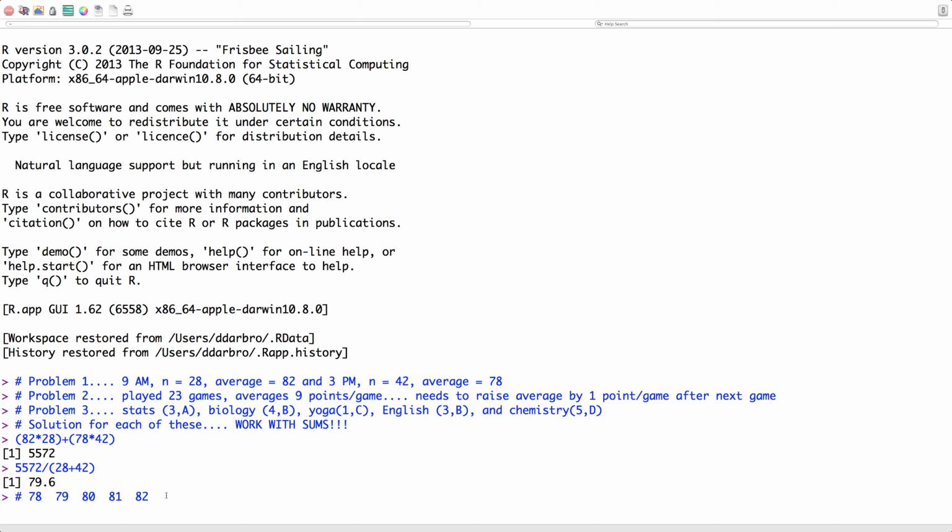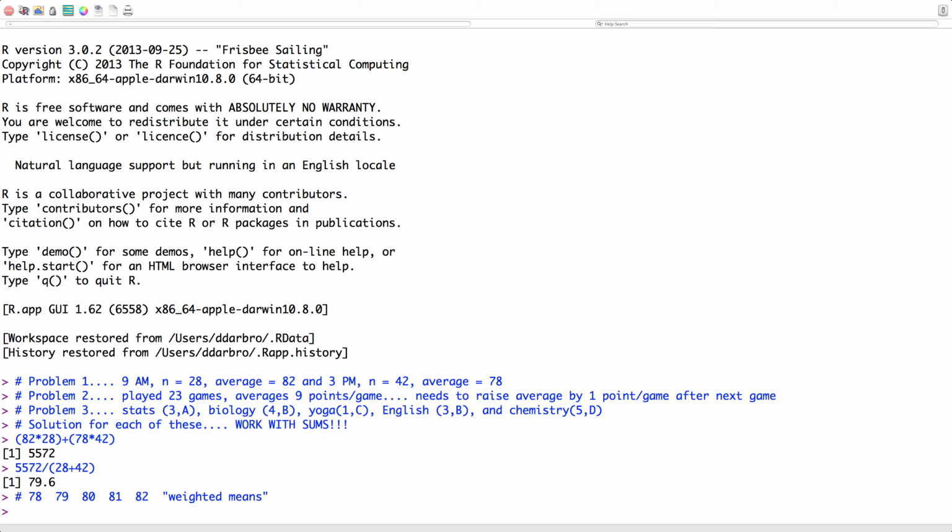So guys, again, what's this called? This is called weighted means, because the mean with the highest sample size in is going to get the most weight. So guys, the answer to problem number 1 would be 79.6. All right, let's work problem number 2.